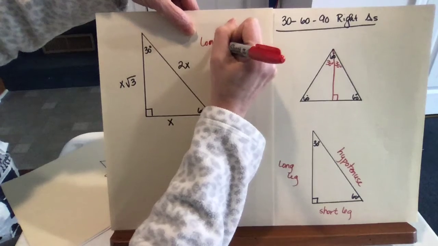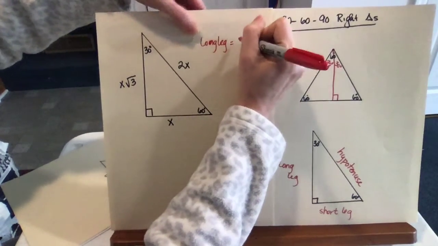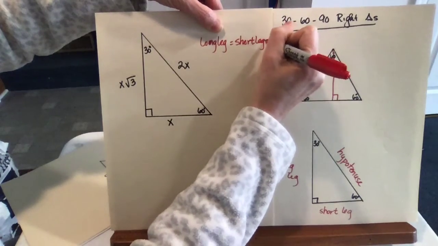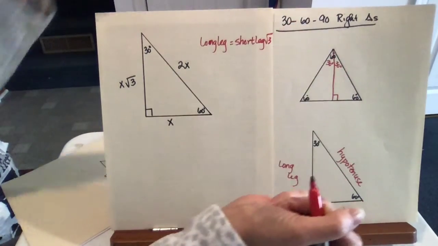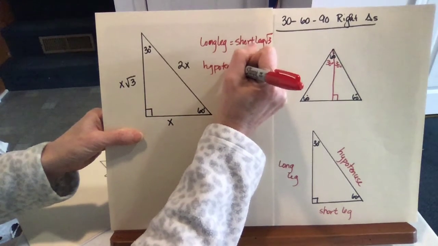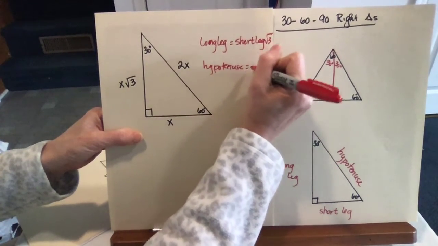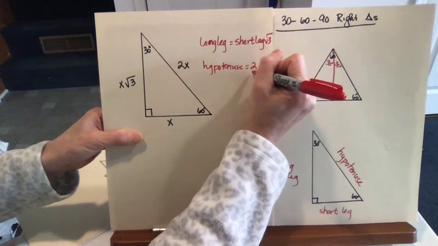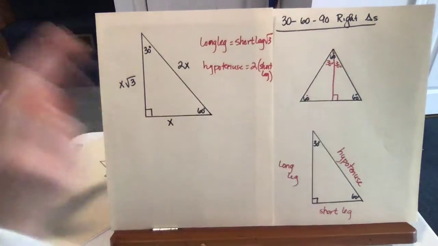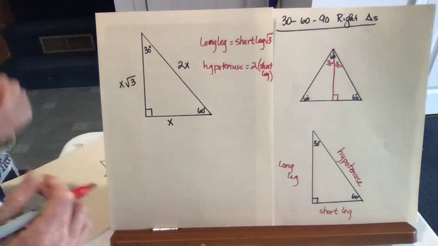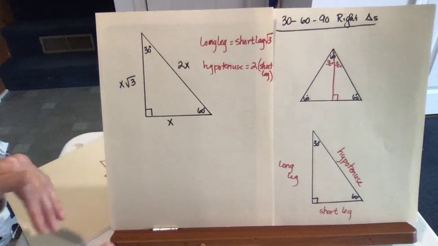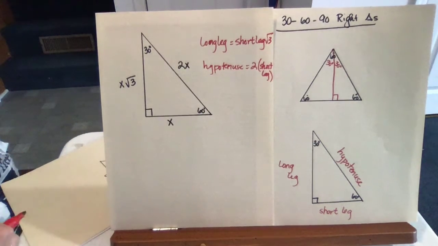So long leg is equal to short leg times root 3. Hypotenuse is equal to 2 times the short leg. And that's it. That's our rule. So you have to memorize your rules for your 45-45-90s as well as your 30-60-90s. So those are the rules we need.